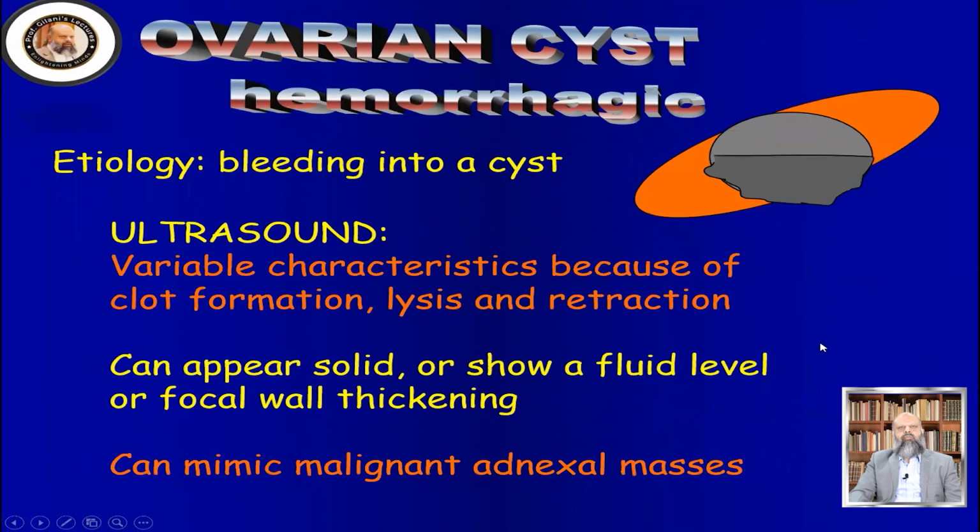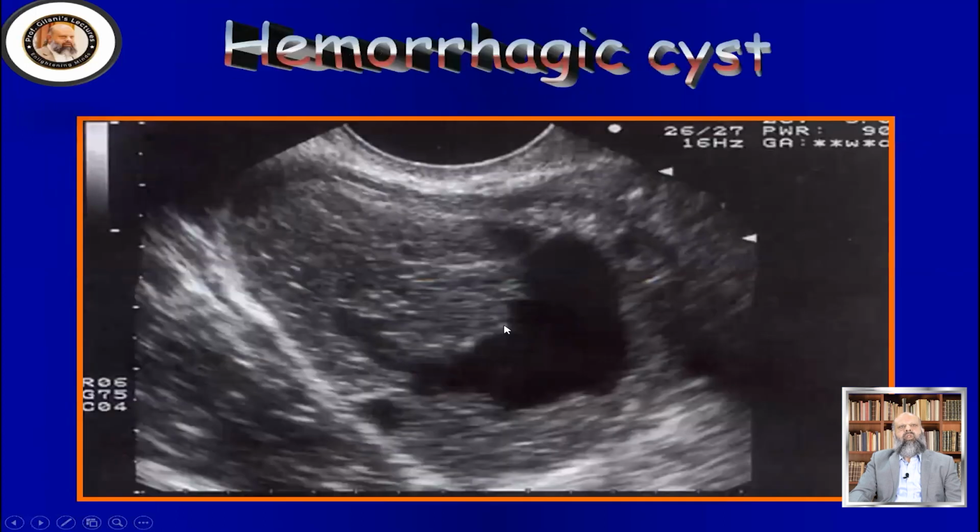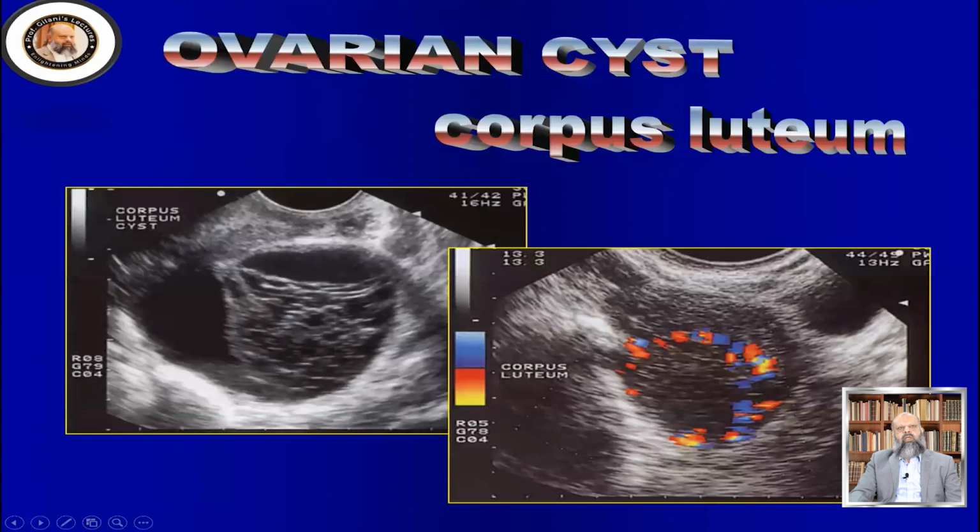We can also have ovarian cysts which are of hemorrhagic type. We will find a cyst with blood inside, so bleeding into a cyst. On ultrasound, there will be variable characteristics because of clot formation, lysis and retraction. It can appear solid or show a fluid level or focal wall thickening. It can mimic malignancy or a mass. This is a hemorrhagic ovarian cyst, having a clot inside with cystic areas.